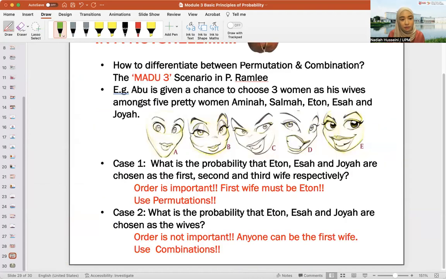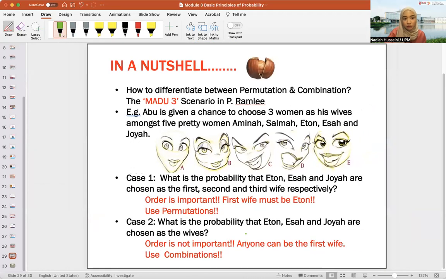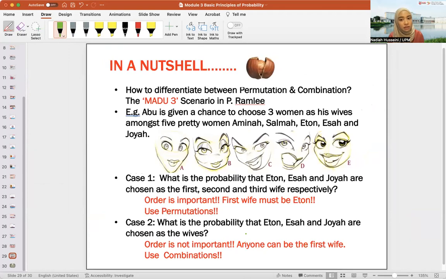Okay, so I'm going to move to the last example. This example is quite important. In a nutshell, it shows how to differentiate between permutation and combination. We have an old P. Ramlee movie called Madu Tiga. For example, Abu is given a chance to choose 3 women as his wives amongst 5 pretty women: Aminah, Salma, Eton, Esa, and Joya. This is from the movie.